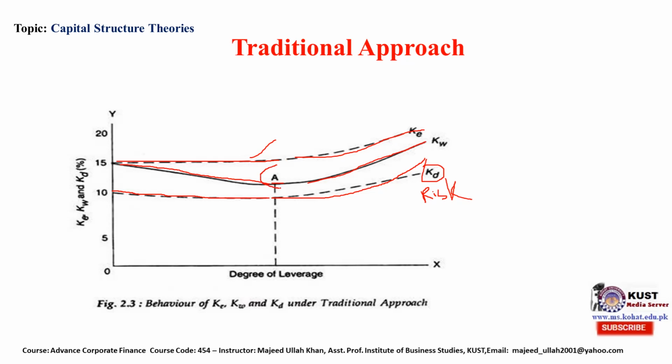So this lowest point, this degree of leverage, is the optimal point where we have a low WACC, low weighted average cost of capital. We evaluate our companies on the basis of the weighted average cost of capital, so it will increase the value of the firm.